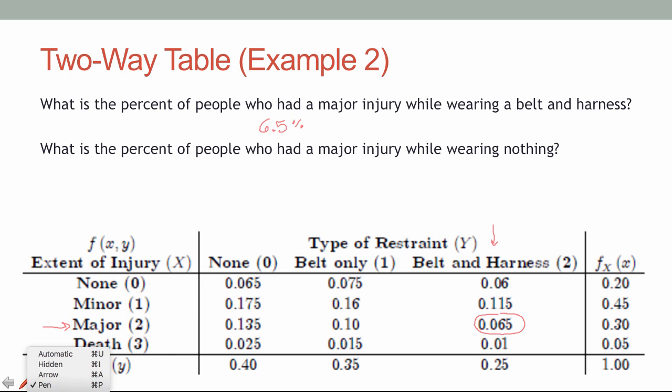Okay, now let's answer the next one. What is the percent of people who had a major injury while wearing nothing? Okay, so major injury again. But wearing nothing, right here would be 0.135. That's 13.5%.